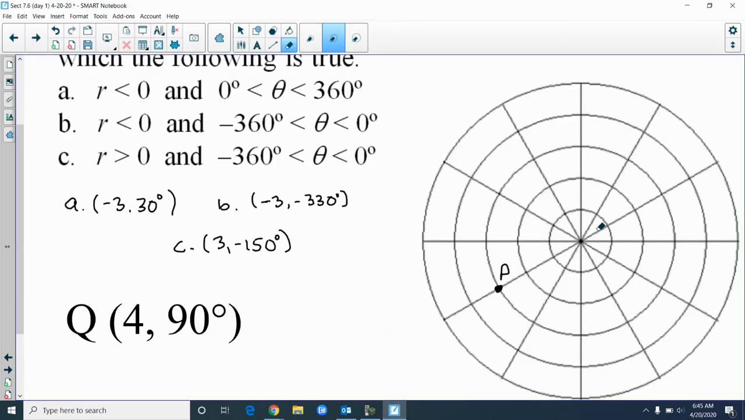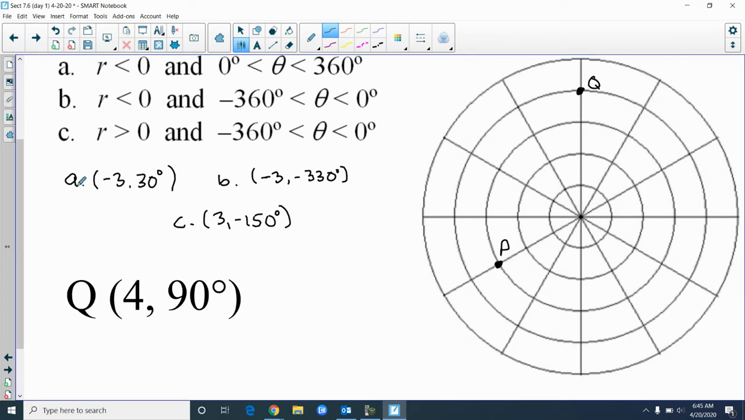All right, we're back. Q is 4, 90. So let's just plot that first. You go to 90 degrees, 1, 2, 3, 4. Here's point Q. We need to name it three other ways. Like I said, it doesn't matter what order you go.